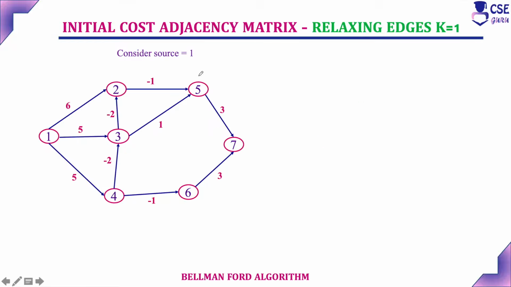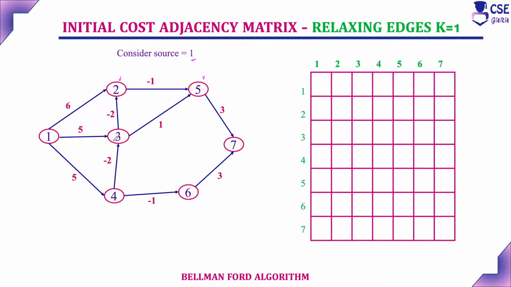So consider the first iteration. First step, we are going to find the initial cost matrix for this given graph. In the problem itself, they have given the source vertex as 1. So we will consider the source vertex 1, and the first time we are going to relax the edges. Here relaxing the edges means for each vertex, we find the distance. Since this is the first iteration, we are going to implement directly what the cost is, so we will record that in a cost adjacency matrix.